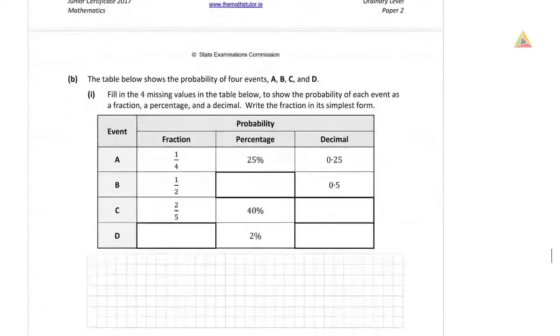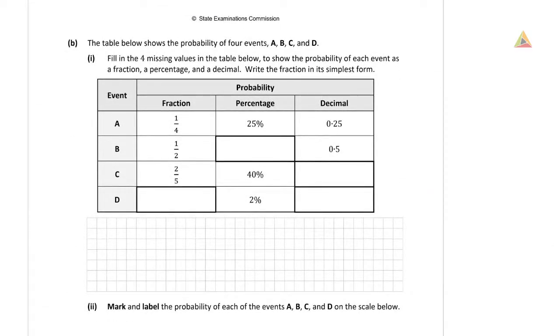If we go on to B part 1, sorry. The table below shows the probability of 4 events, A, B, C and D. Fill in the 4 missing values in the table below to show the probability of each event as a fraction, a percentage and a decimal. Write the fraction in its simplest form. So the first one is done first there. A quarter is 25%, and that's the same as saying 0.25. A half is 50%, and that's the same as saying 0.5. 2/5, that's the same as saying 40%. If you were to put 40% as a decimal, it would be 0.4.